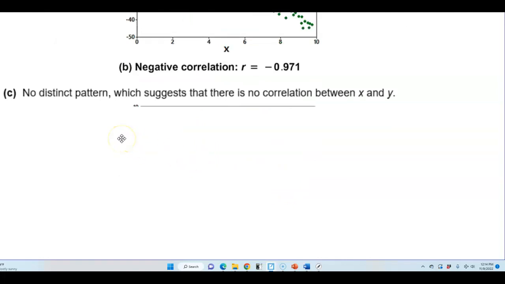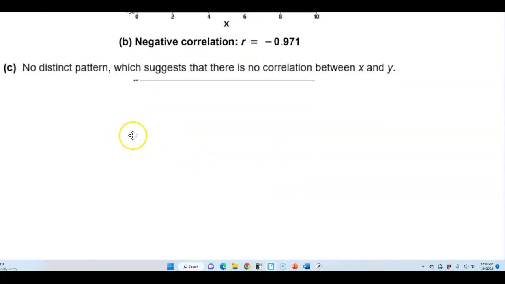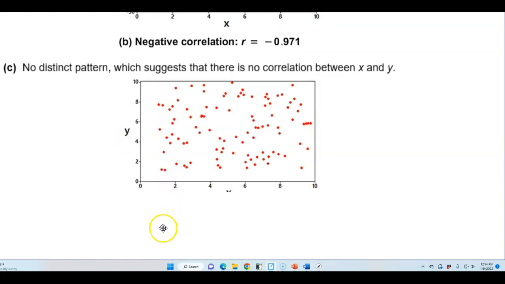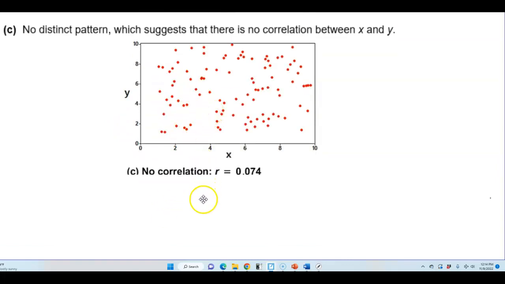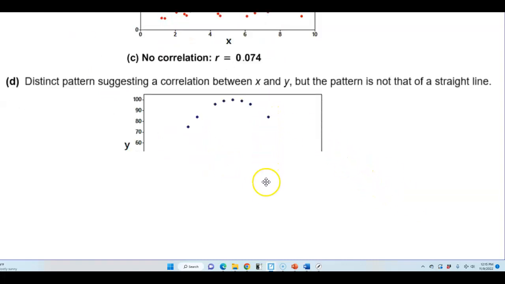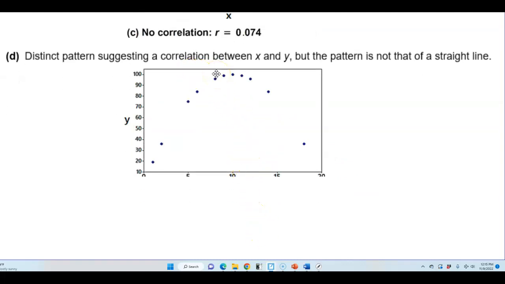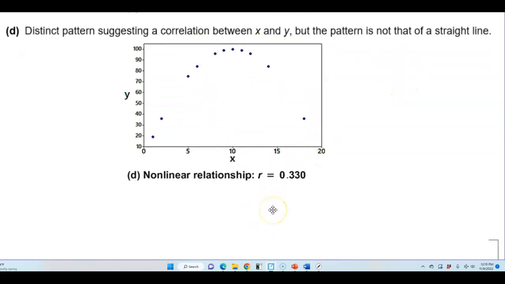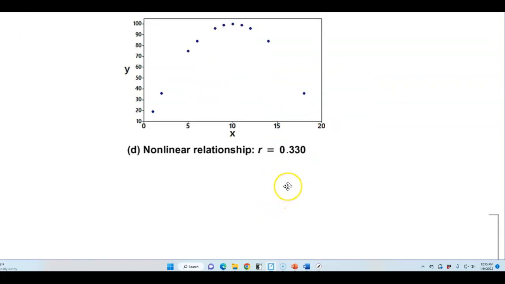Next, we have no distinct pattern, which suggests that there is no correlation between x and y. So this would be considered a no correlation graph, and no correlation has a value of R close to 0, which is 0.074. And then a distinct pattern suggesting a correlation between x and y, but the pattern is not that of a straight line. So this graph represents a possible correlation between x and y, but it's not a straight line. Therefore, for the non-linear relationship, R is equal to 0.330.